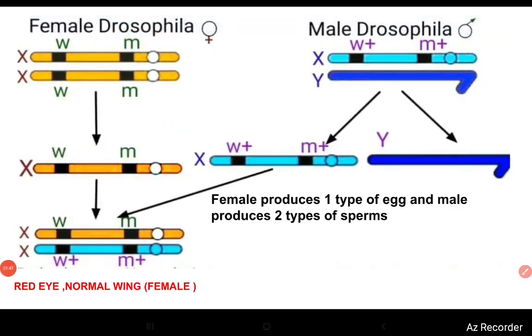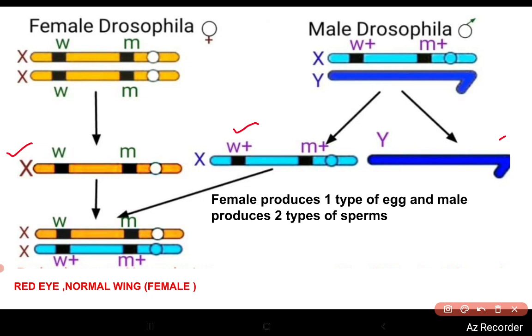So in case of the female, the gametes are the same, XX, so we have represented them once. The X chromosome is shown in case of the male Drosophila. In the male Drosophila, one is the X chromosome with the dominant alleles at a distance from one another, and the other is Y without any gene. So the female produces only one type of egg and the male produces two types of sperm.